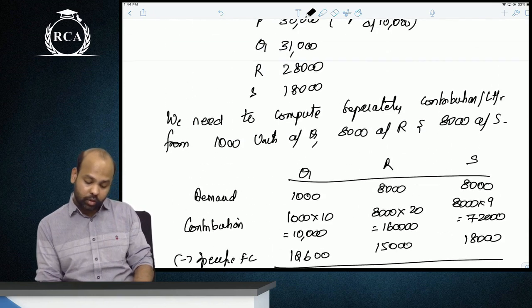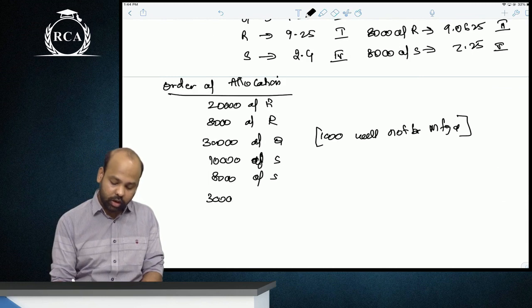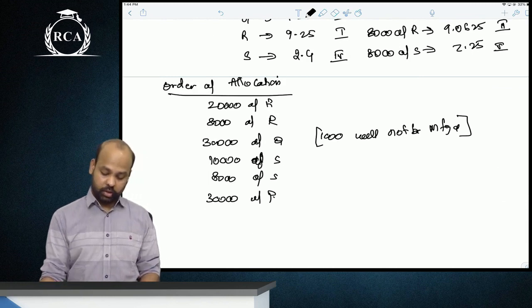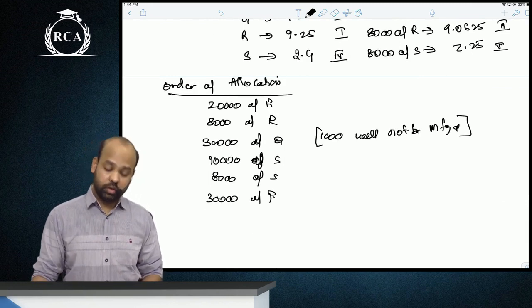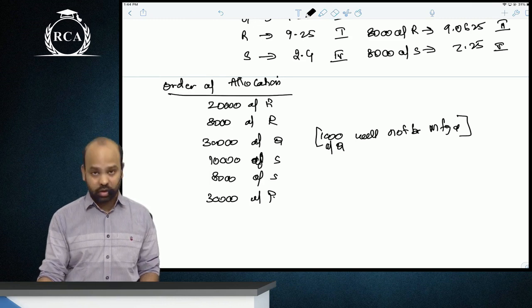What is the total for P? 30,000 of P. P is giving us a very low contribution, guys, so you will move to P in the end. This is the order in which you're going to go. 1,000 of Q will not be manufactured because it is resulting in a loss.